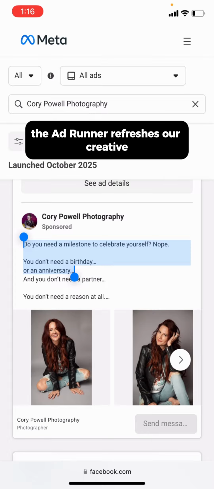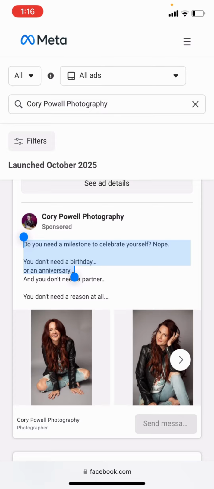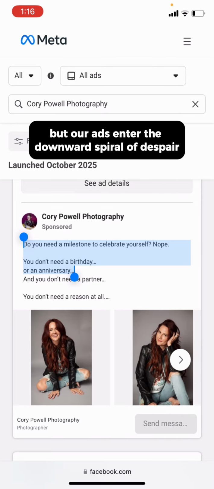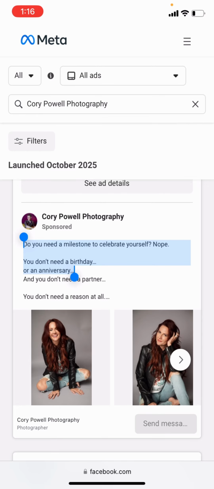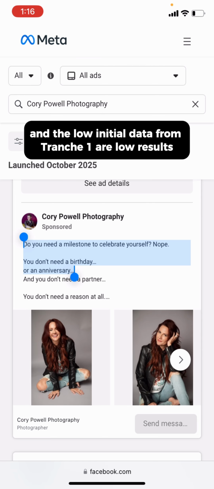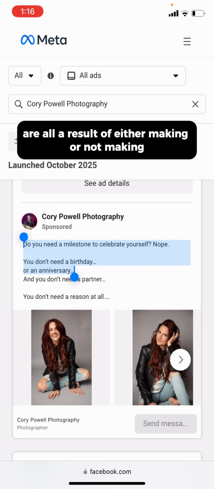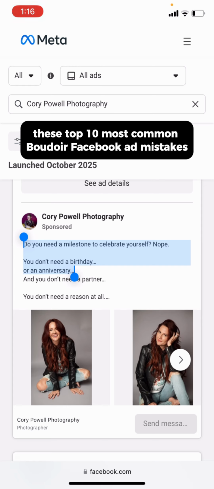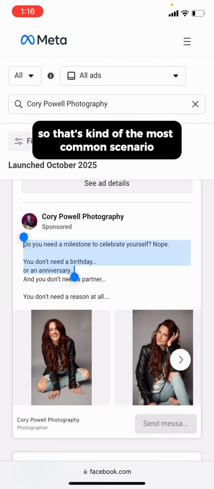The ad runner refreshes their creative. And this is what we call the downward spiral of despair. But our ads enter the downward spiral of despair always based on the data from tranche 1, aka the first group of women that our ads go to. And the low initial data from tranche 1, low results, low metrics, are all a result of either making or not making these top 10 most common boudoir Facebook ad mistakes that we're going to talk about in the video today. So that's the most common scenario.